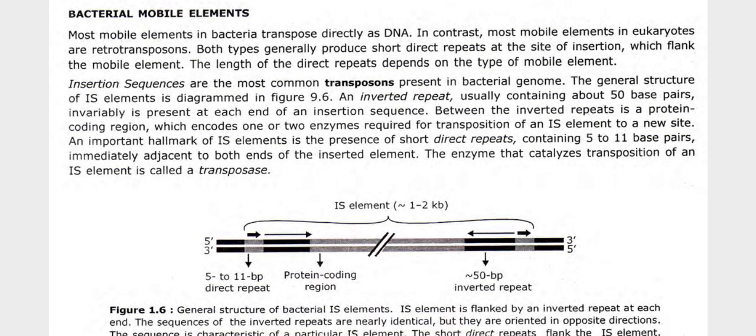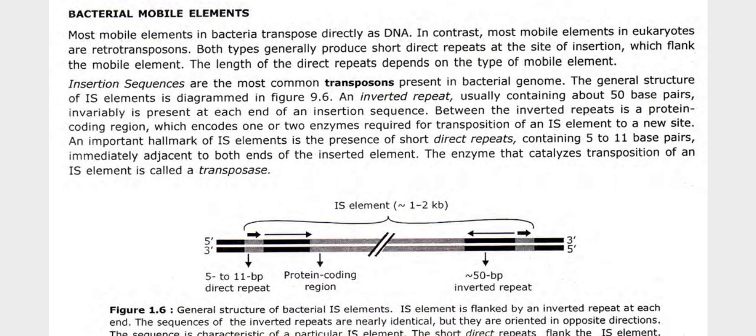Most mobile elements in bacteria transpose directly as DNA. In contrast, most mobile elements in eukaryotes are retrotransposons. Both types generally produce short direct repeats at the site of insertion which flank the mobile element. The length of the direct repeat depends on the type of mobile element. Insertion sequences are most commonly called transposons present in the bacterial genome.